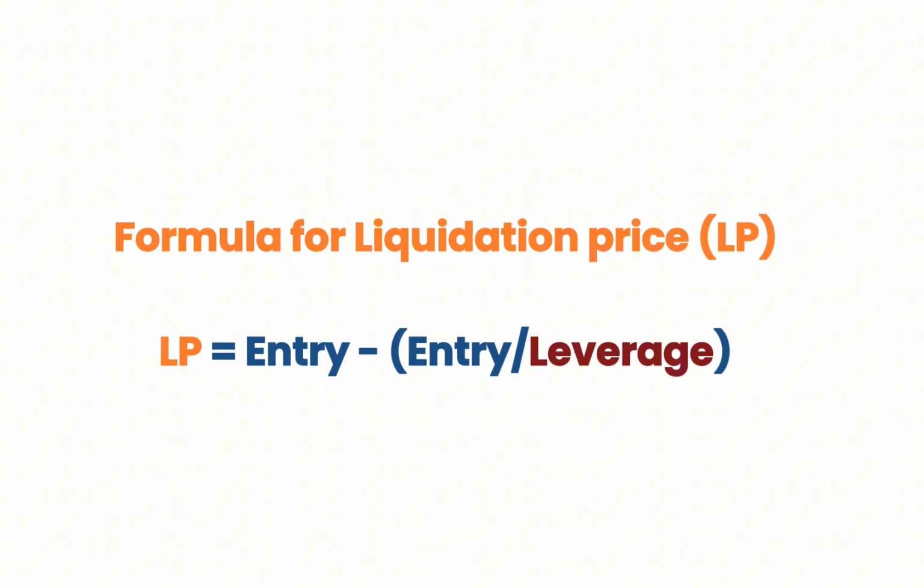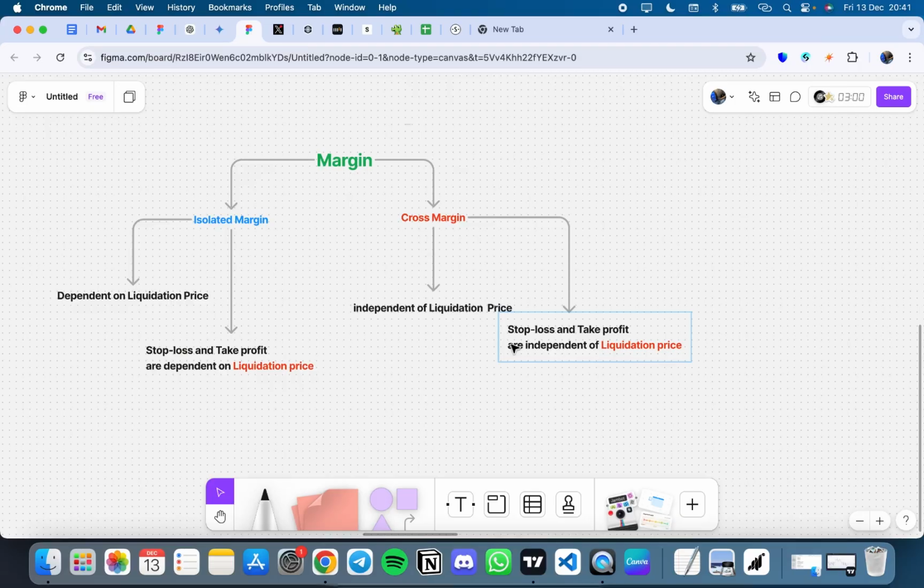So on 10x leverage, the liquidation price is simply your entry minus your entry divided by your leverage. Let's say your entry price is $2 and your leverage is 10x. So 2 minus 2 divided by 10 gives us 2 minus 0.2, right? And 2 minus 0.2 is $1.8. So the liquidation price is $1.8 for a 10x leverage.